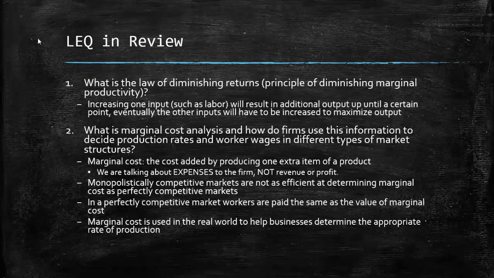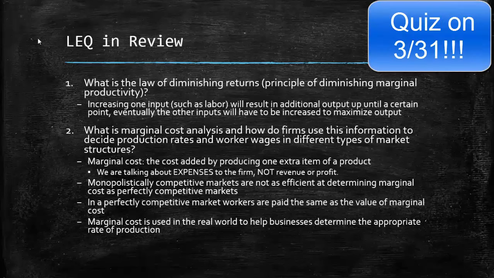Okay, we are now at our LEQ and review, so I'm going to try to tie this all together for you. So we start with the law of diminishing returns, which basically says you can't increase one input without increasing the others. In the event you do increase one input without increasing the others, you're eventually going to hit a point, whether it's at 20 units or 2,000 units, where it starts to get counterproductive. And once the law of diminishing returns kicks in, that's when marginal cost kicks in.